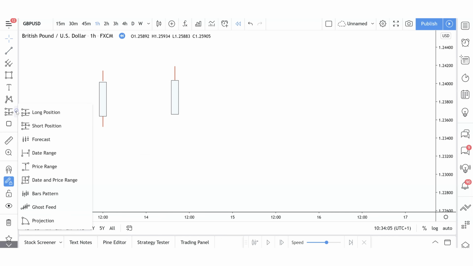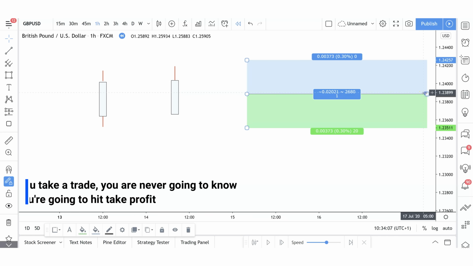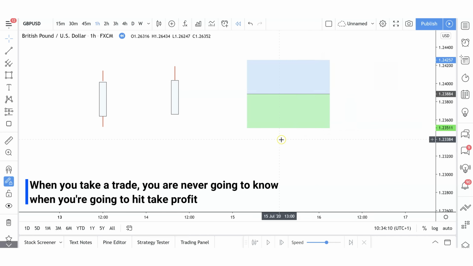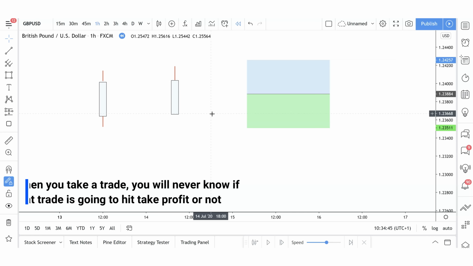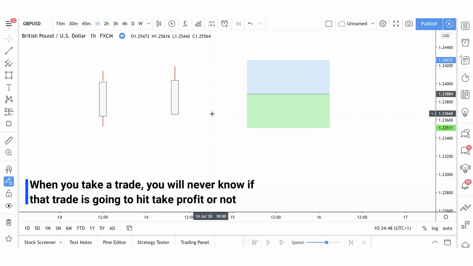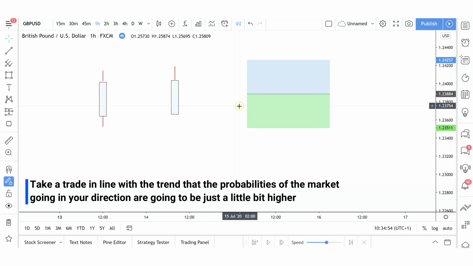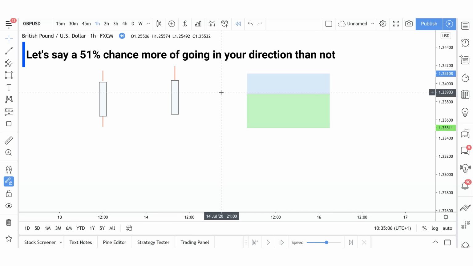Now, what you need to focus on as a trader is when you take a trade, you are never going to know when you're going to hit take profit. It doesn't matter whether the trend is to the downside, whether the trend is to the upside, whether structure is creating the cleanest of structures with higher highs and higher lows. When you take a trade, you will never know if that trade is going to hit take profit or not. But what you can do is take a trade in line with the trend so that the probabilities of the market going in your direction are just a little bit higher. Let's say a 51% chance more of going in your direction than not.